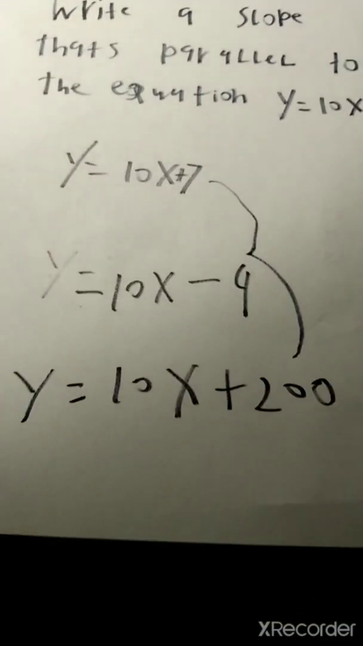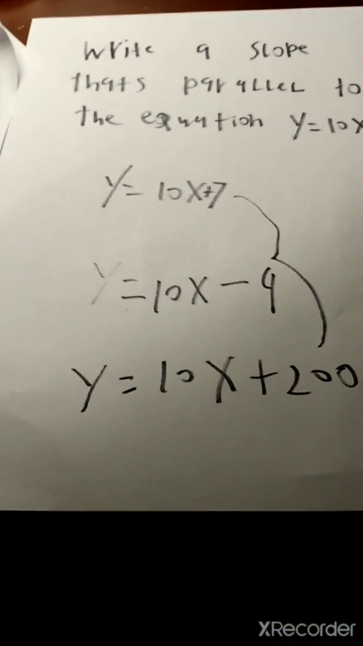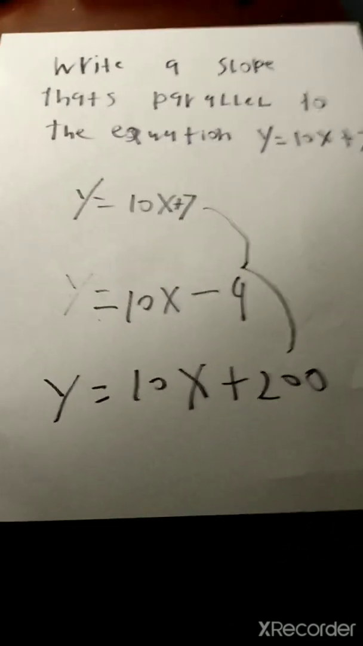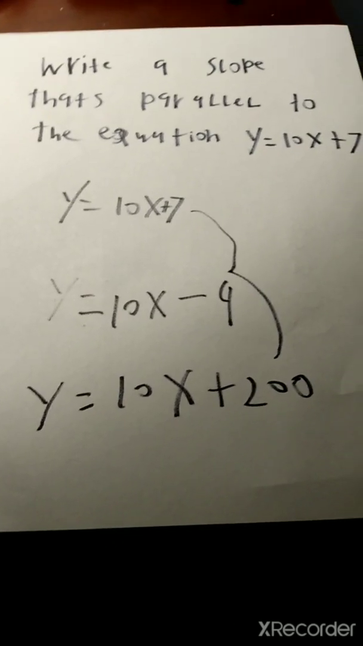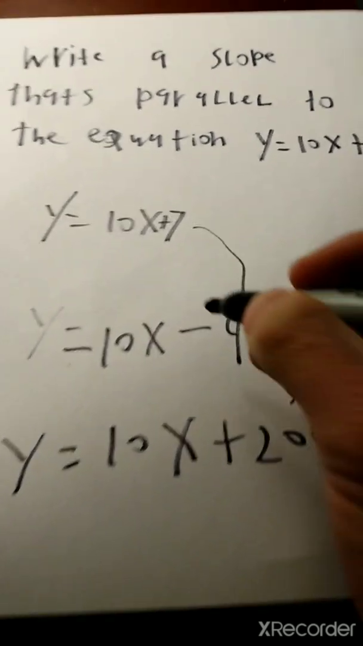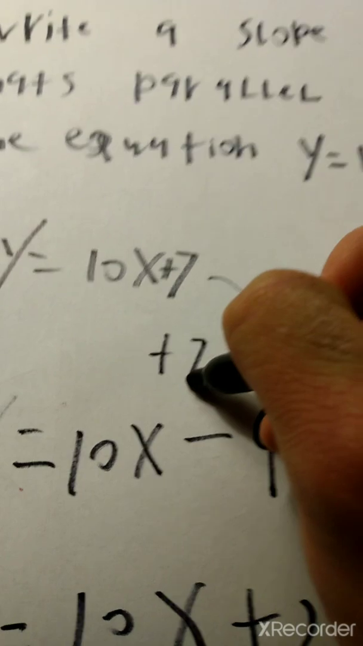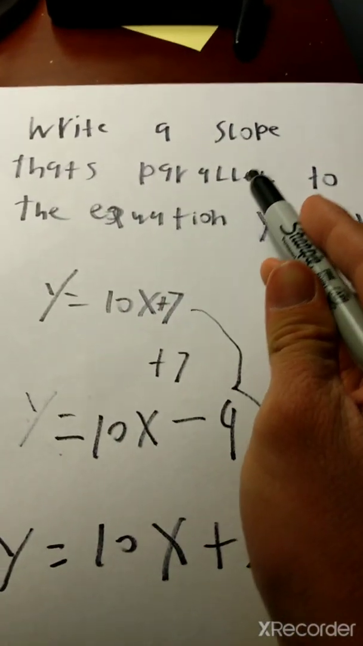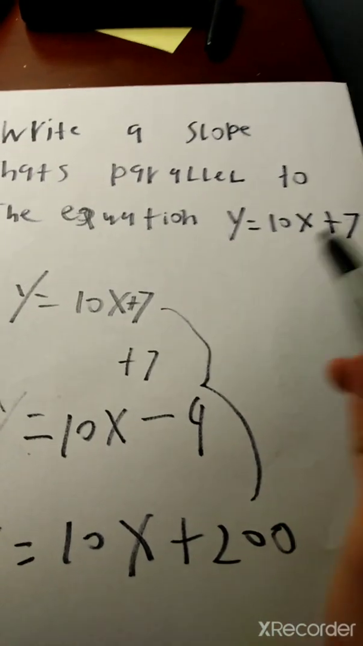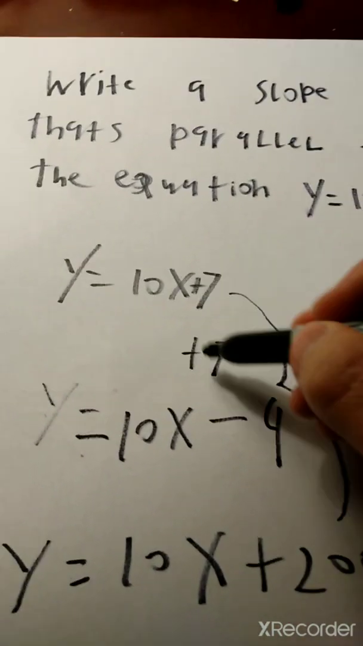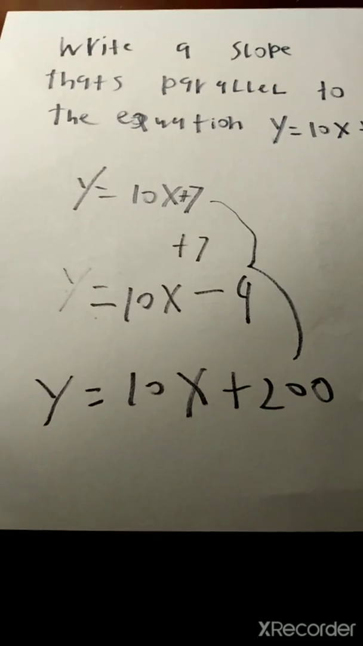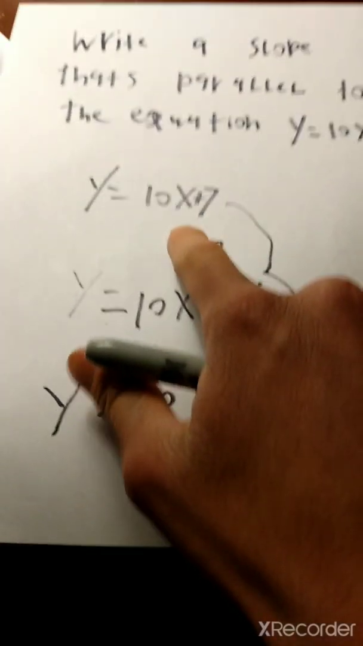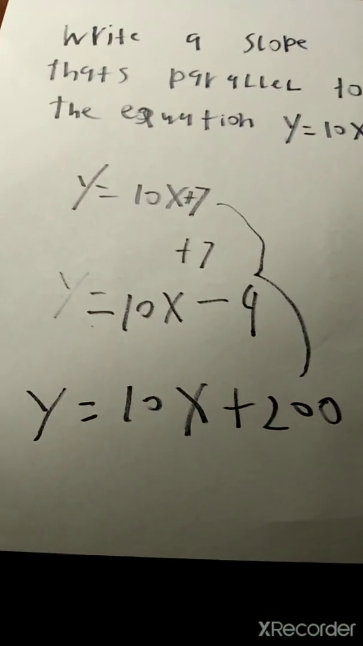All we have to do is change the y-intercept. Your math teacher would let you put in any number you want, so you get to be creative. The only way this answer would be incorrect is if you do a plus 7, because the question is saying, write a slope that's parallel to the equation y equals 10x plus 7. So do not write 7. You can write any other number and be creative, but not 7. Why are these slopes the same?